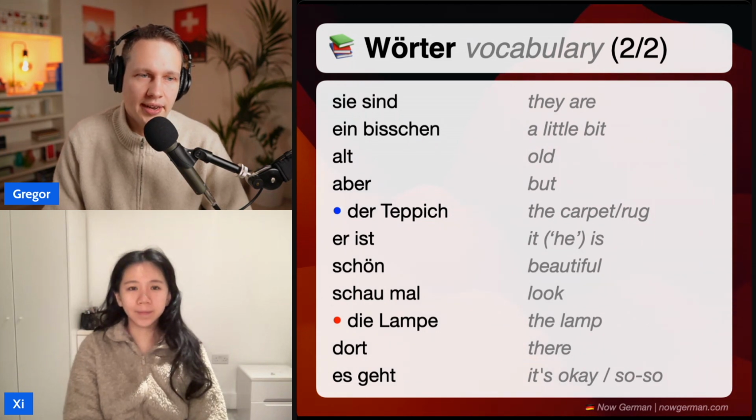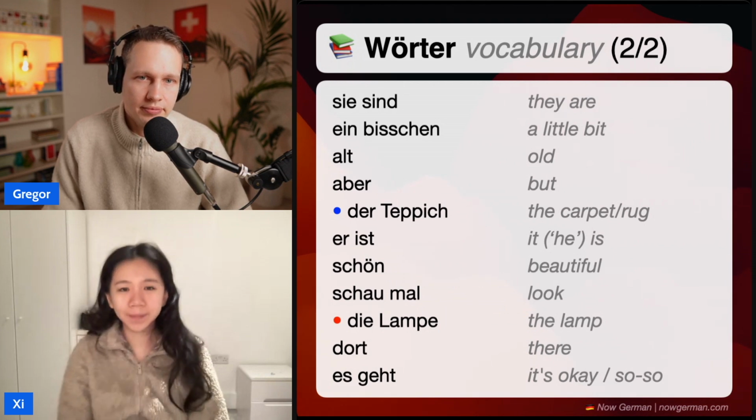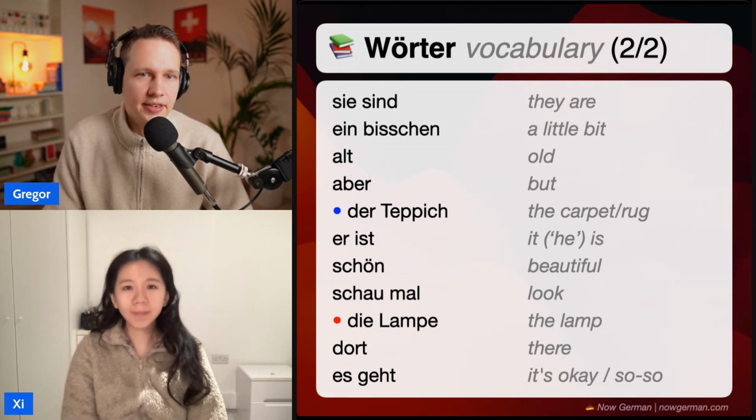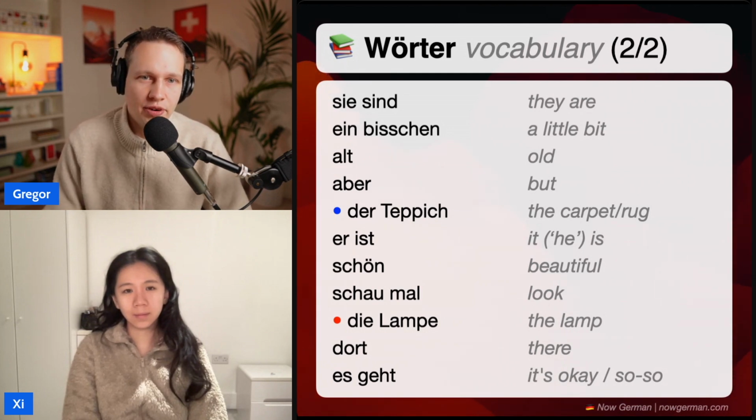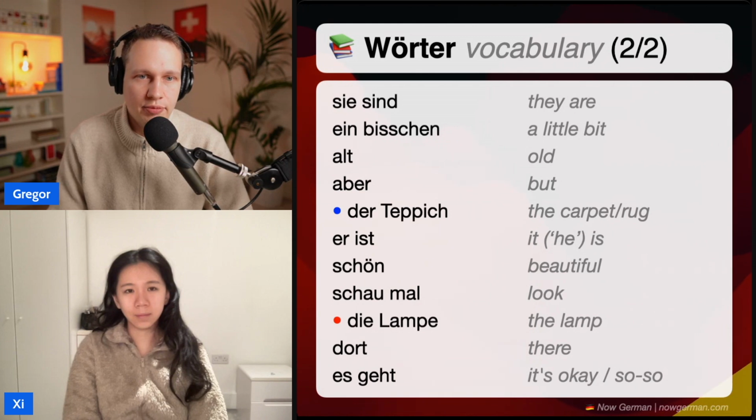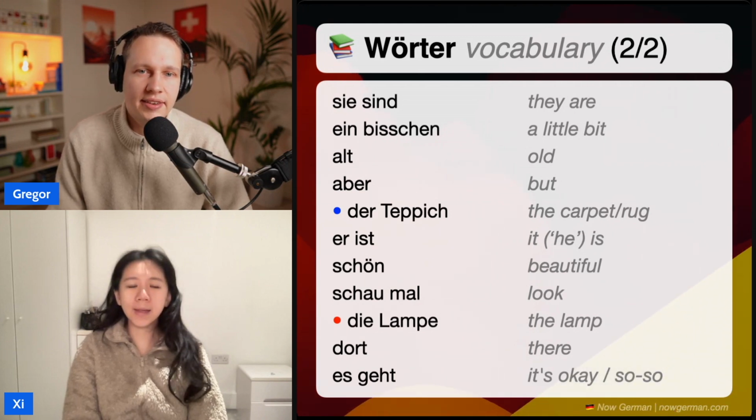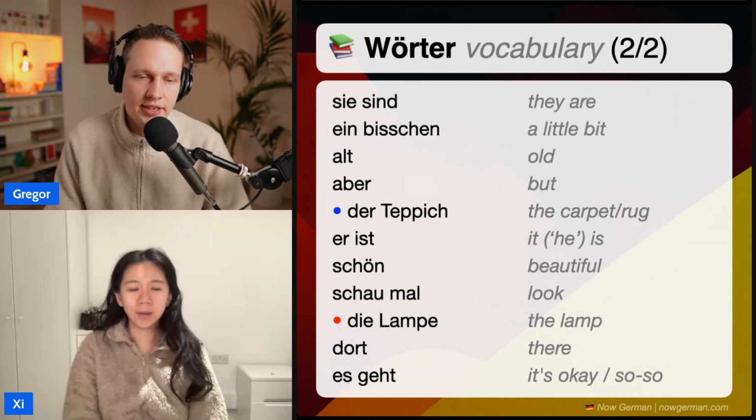And then alt. That's old. And aber. But. Yes. And a new one is der Teppich. Yeah, that's the carpet or the rug. I think it's a bit less common these days, at least here in Switzerland. People now prefer to not have it because it's sometimes a pain to clean it, but you still see it very often. So that is der Teppich. And then we have er ist. That is it or he is. And schön. That is beautiful.